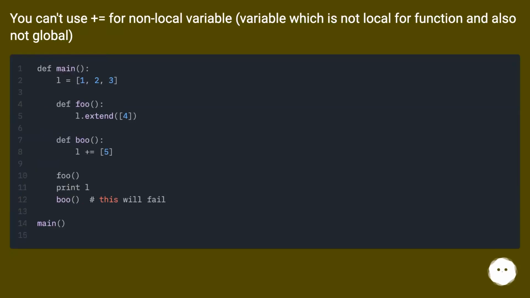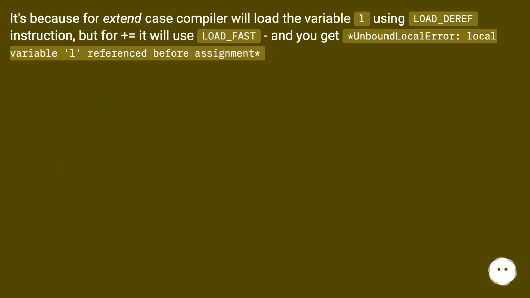You can't use plus equals for a non-local variable, which is not local to the function and also not global. It's because for the extend case the compiler will load the variable L using the load_deref instruction, but for plus equals it will use load_fast, and you get an UnboundLocalError: local variable L referenced before assignment.